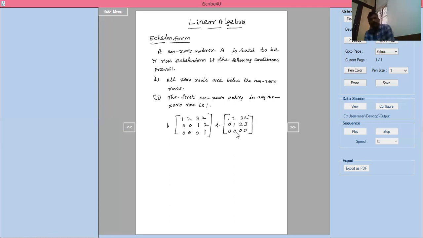Based on this, first condition: all zero rows are below the non-zero rows. Here only one zero row is there, and I have written it below the non-zero rows. The first non-zero entry in any non-zero row is 1: this is 1, this is 1, and this is 1. This is the way we define echelon form.